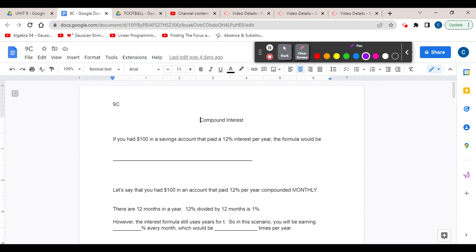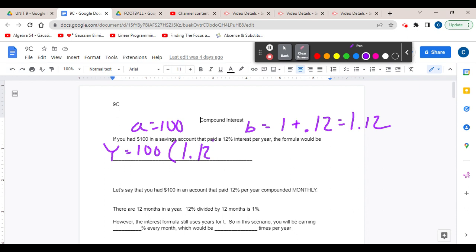So I'm going to start here. If we had $100 in a savings account that paid 12% interest per year, we want to find out how much money we would have. Well, that's a nice, easy exponential function. A is going to be 100. B, if you recall, is going to be 1 plus our rate. Our rate is 12%, so 1 plus 0.12, which is 1.12. So the amount of money we would have after a certain number of years would be 100 times 1.12 to the t power.